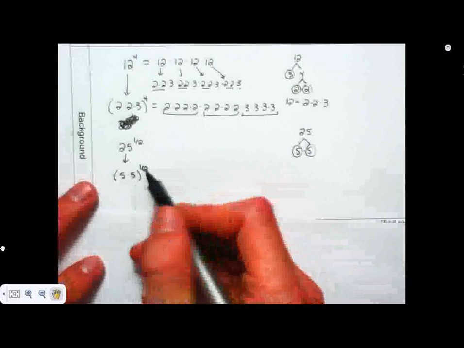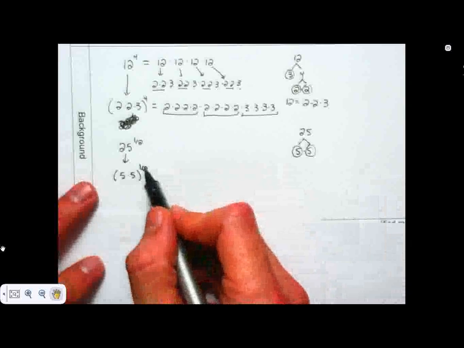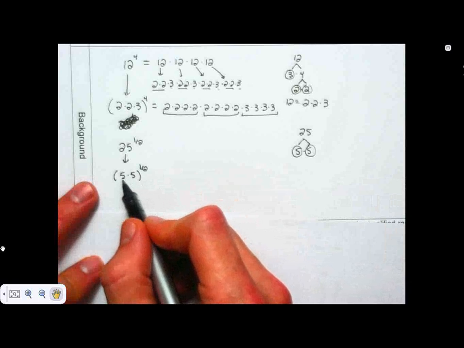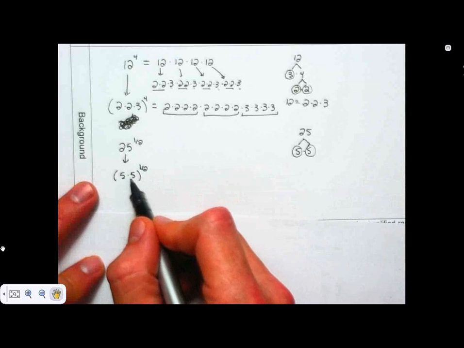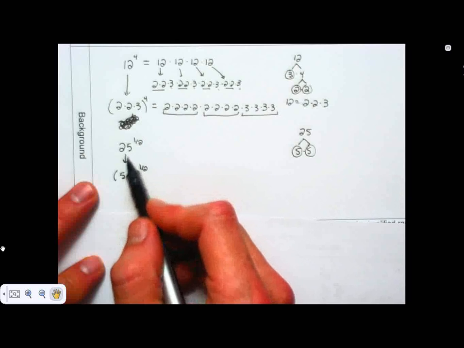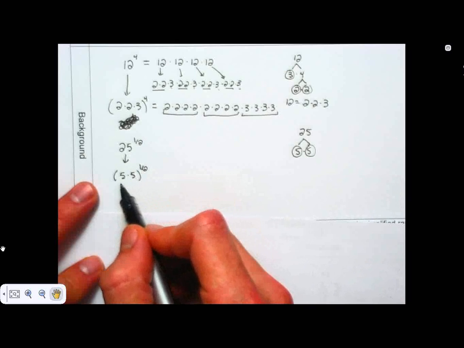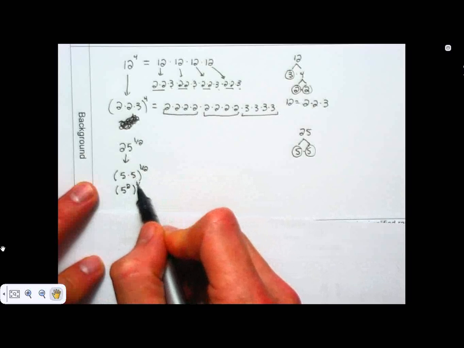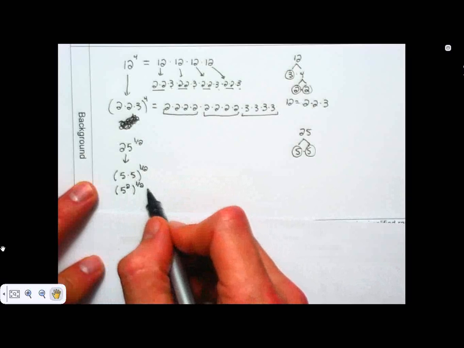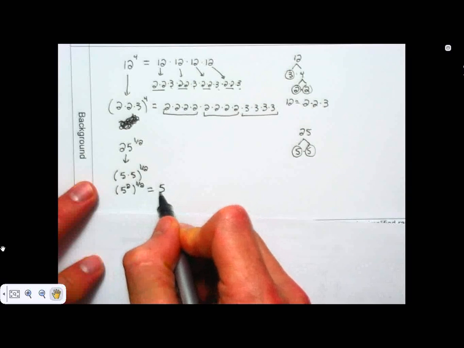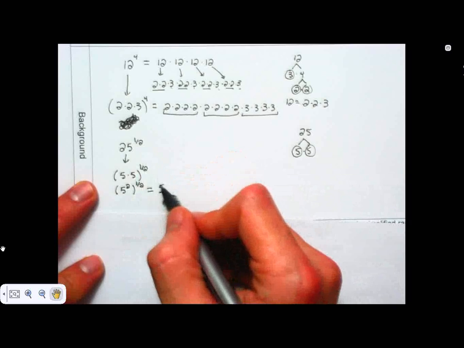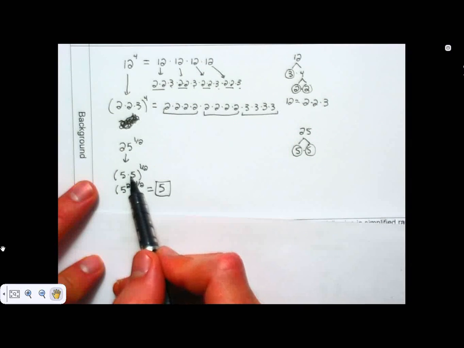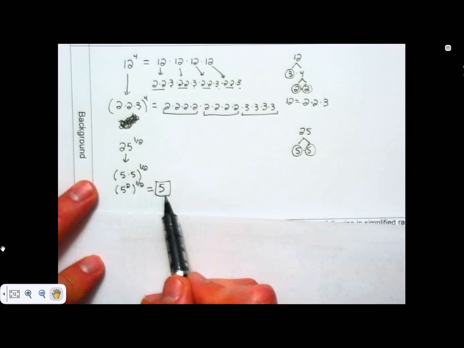Well, what this means is I'm supposed to be left with half of the factors that I started with. Since I've got 5 times 5, the only factor of 25 is 5. And since I have 2 of them, half of the factors of 5 would leave me with only 1 5. So 25 to the 1/2 power is 5, because if I take half of its factors, that only leaves me with 1 5.